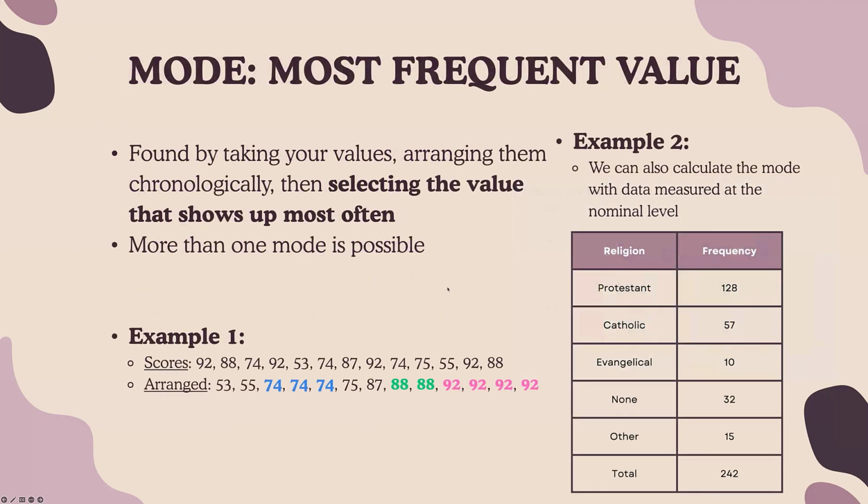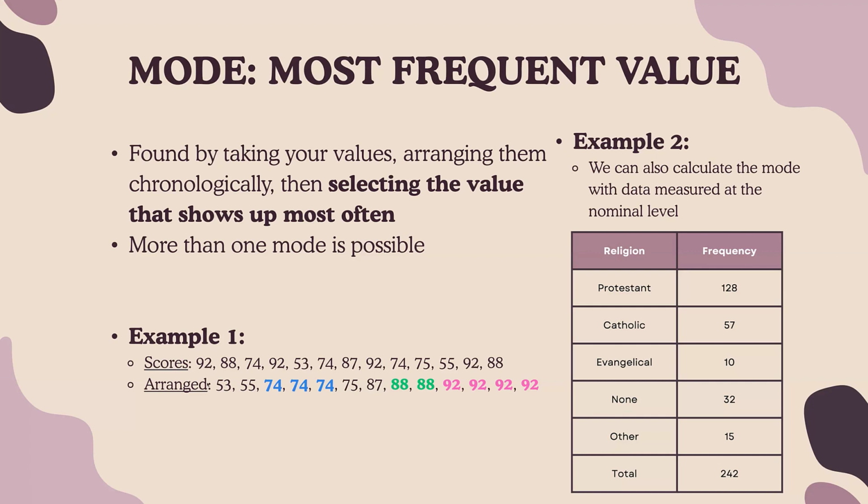So the mode is the least sophisticated of these measures of central tendency. Right? It's the most frequent value. It's found by taking all of your values, arranging them, and then selecting the value that shows up the most often. And it's important to note that more than one mode is possible, right? It can be bimodal, trimodal, multimodal, meaning that there are many numbers that appear over and over again.